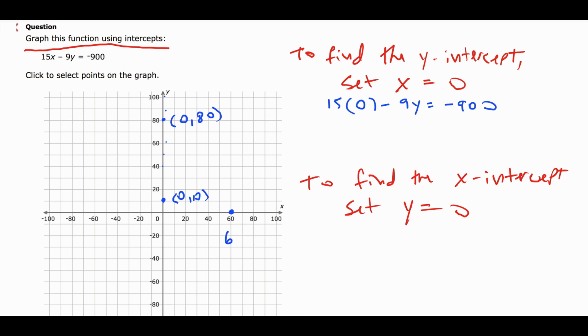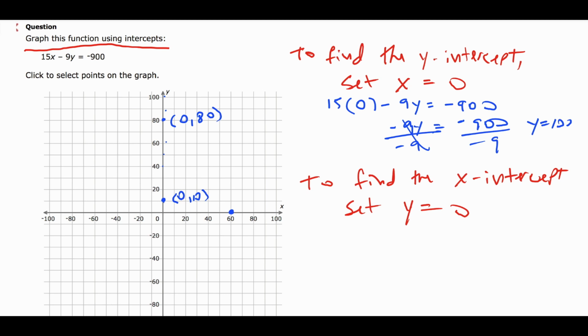All right. So all I did is I plugged in 0. So what do I get right here? 0. So that's gone. I'm left with negative 9y equals negative 900. You could make a mistake from here, so divide by negative 9. And y equals what? Y is 100.